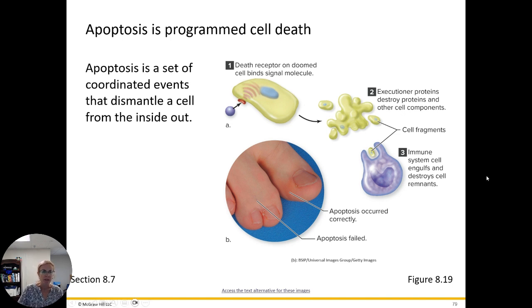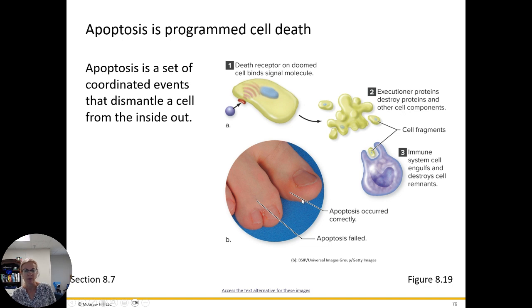And then whatever little remnants are left, the immune system cell is going to engulf and destroy. So imagine a white blood cell. It's going to be eating those pieces of cell fragments and break them down the rest of the way. In this bottom image, we're seeing where apoptosis occurred correctly and where apoptosis failed.